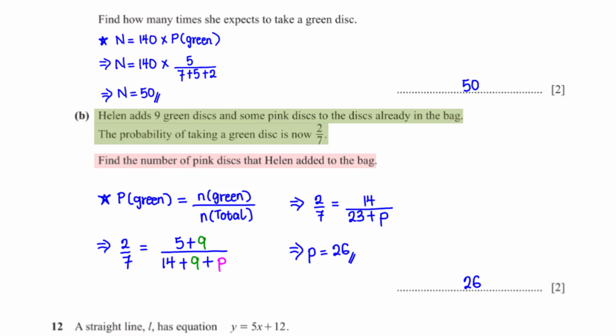If Helen adds 9 green discs to the bag, then the number of green discs is now 5 plus 9. In addition to the 9 green discs, she also adds a number of pink discs, which we will represent as P. This means the total number of discs will now be 14 plus 9 plus P. We've also been given the probability of taking a green disc in this new scenario as 2/7. 5 plus 9 is 14. 14 plus 9 is 23. From here, when we make P the subject, we get 26.